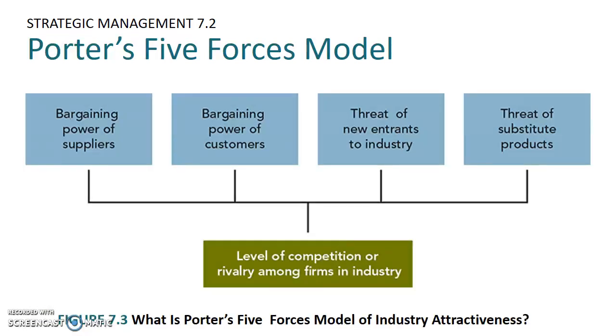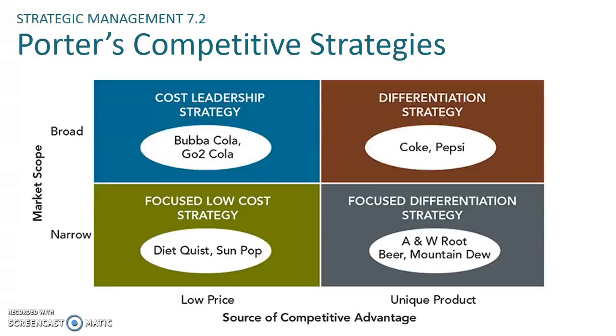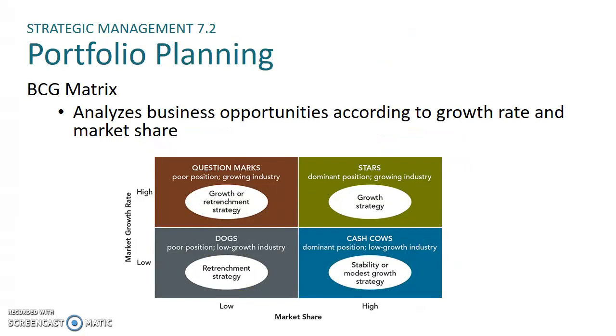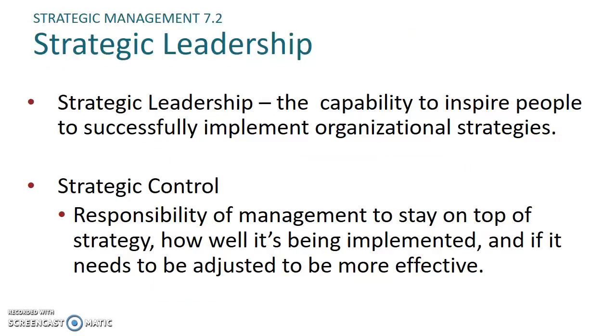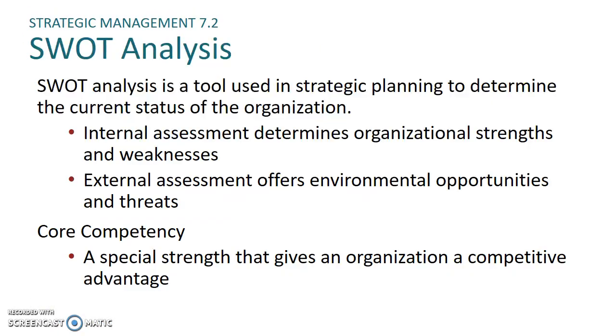It also talks about Porter's competitive strategies, and that would be another tool that a business could use in the strategic planning process. Portfolio planning would be another one. So these are the tools that you could use in the strategic planning process.